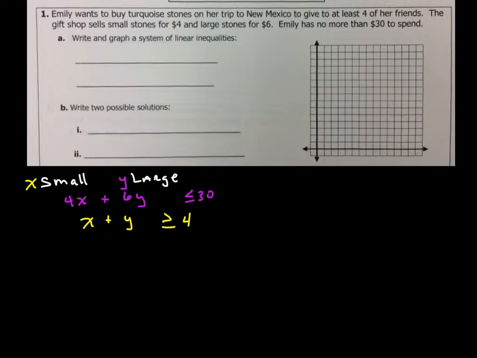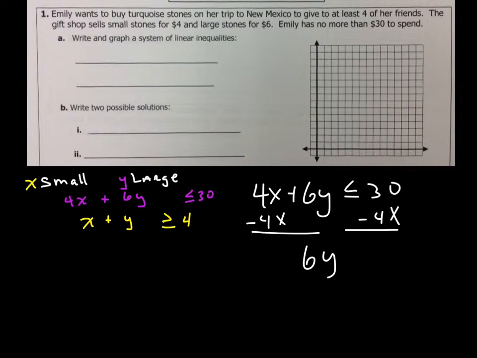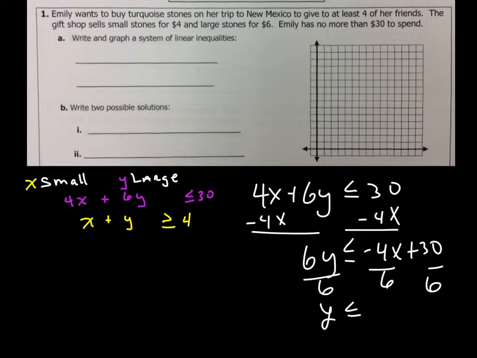Now what we're going to do is take each inequality and solve for y. So the first one, 4x plus 6y is less than or equal to 30. We subtract 4x from both sides, so 6y is less than or equal to negative 4x plus 30. Then when I divide by 6 on everything, I get y is less than or equal to negative 2/3 x plus 5. I'm going to save that so I can plot it later.